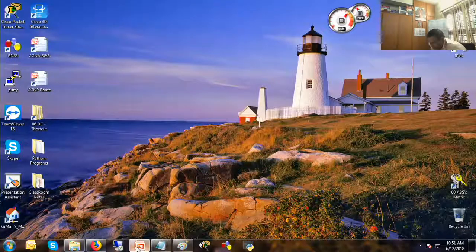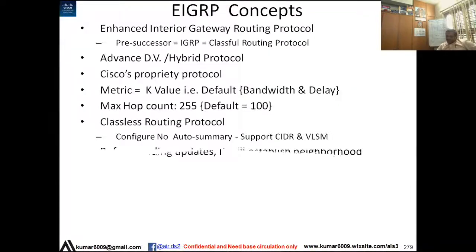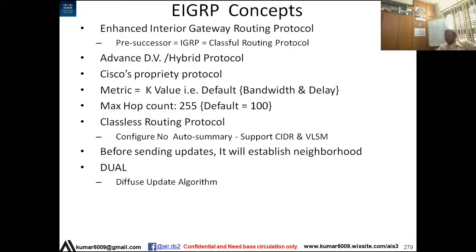Now try to understand this. Before sending updates, it will establish what? Neighborhood. Will RIP do that? No. In RIP there is nothing called a neighbor; it just gives updates. But here we first make a neighbor, then we give updates. To make a neighbor we check one parameter. What is that? Autonomous system number. Only if it is the same will they become neighbors. Clear?